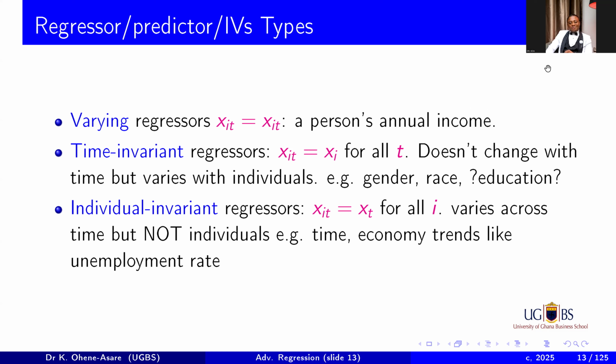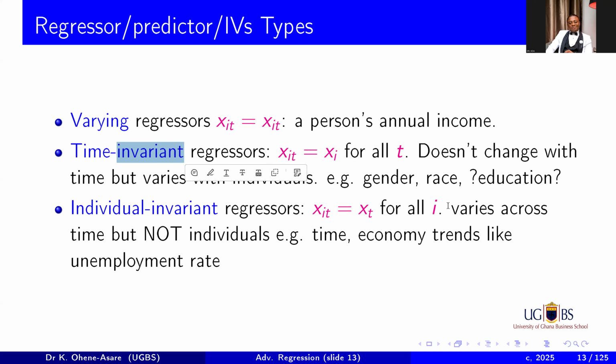So look at that. That one is what? XI. So they are not individual constant, they are individual varying because they are time invariant. Time invariant means they are time constant. Invariant means it's not changing, so it's constant. Time invariant means time constant regressors, which means they are constant when it comes to time, but they are not constant when it comes to individuals. That is why they are only XI. So they are changing from individual to individual.